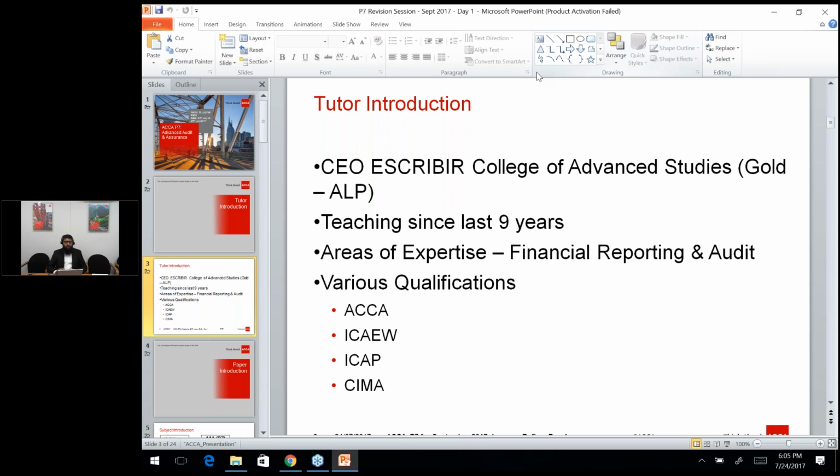Over these 9 years, I have been teaching various qualifications, which include ACCA, ICAEW, the Chartered Accountancy of Pakistan, which is ICAP, and the CIMA qualification. When it comes to the paper P7, I have been teaching it for more than 3-4 years, and I have also been teaching auditing at the ICAEW level and at ICAP, the Institute of Chartered Accountants of Pakistan.